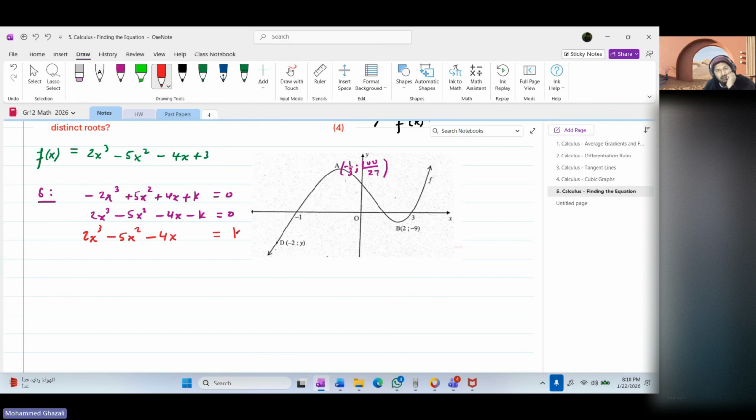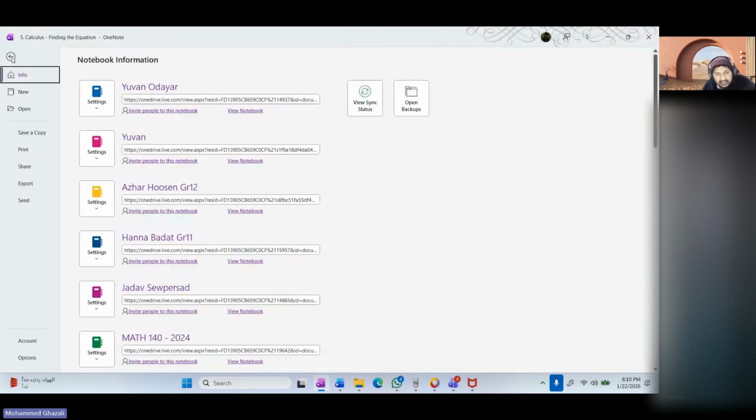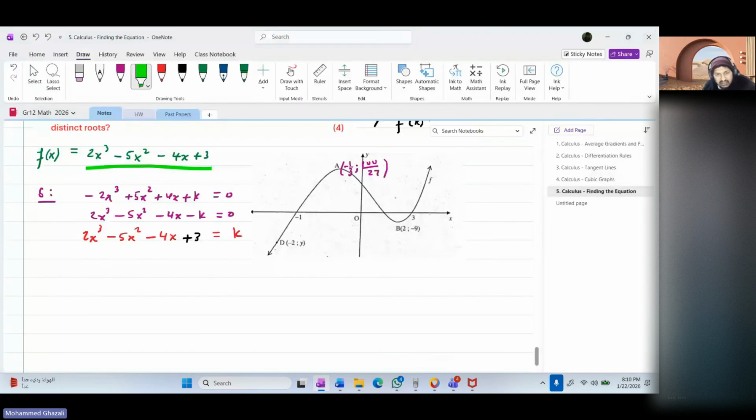If I take the k over, perfect. We got an equation in this form. But now there's something missing here. So I need to add a 3 because I need to make it look like this function, right? So if I add a 3, you can't just add 3 on the equation. You need to add it to both sides.